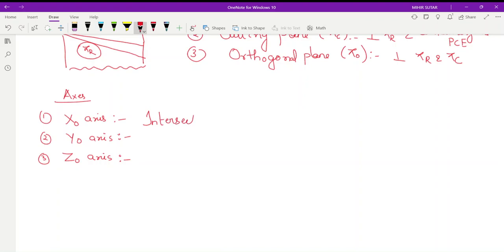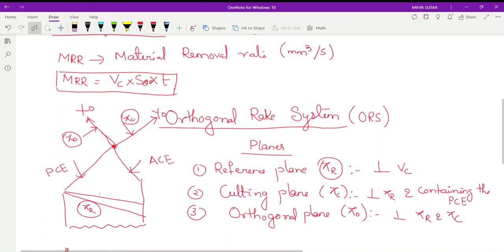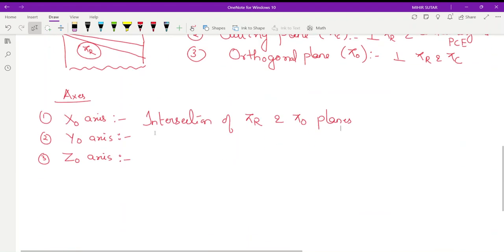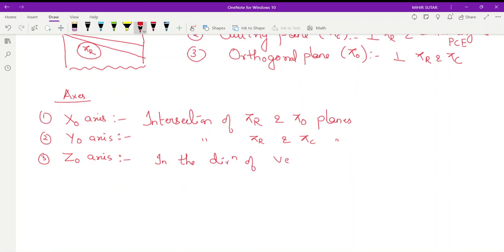Intersection of pi r and pi o planes. Likewise, what is the yo axis? It is the intersection of pi r and pi c planes. What is the zo axis? It is in the direction of the velocity vector, that is vc. Same as it was in the case of the ORS system, where it was denoted by xm, ym, and zm. M stands for machine reference system, and here O stands for the orthogonal reference system.